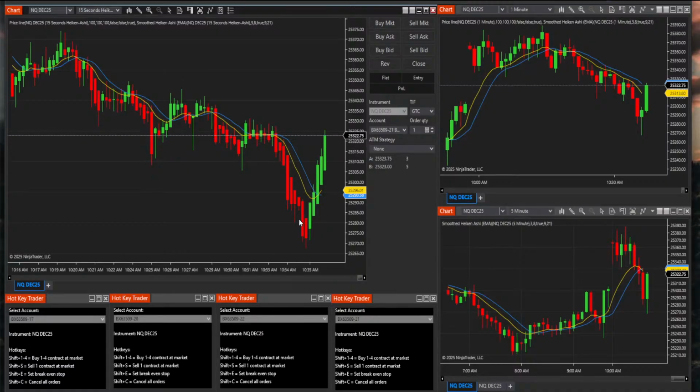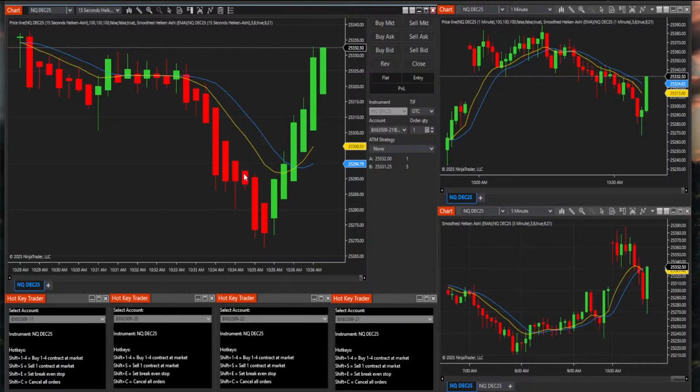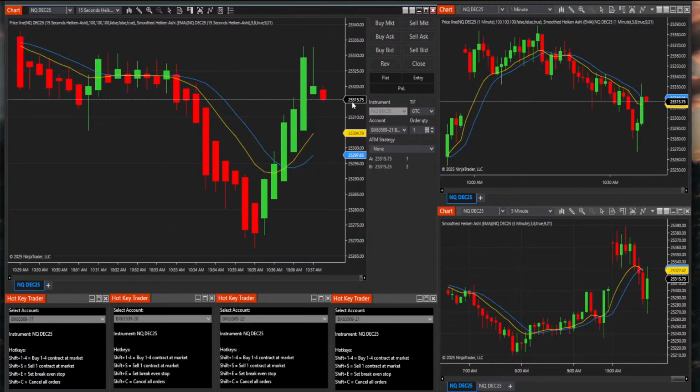But what I really, really like to see is this candle right here. That right there is an inside Heikin-Ashi bar. That is an inside candle. That's what I like to look for. And then once you get a break of that, you've got to look at the price right here. The real price right here.